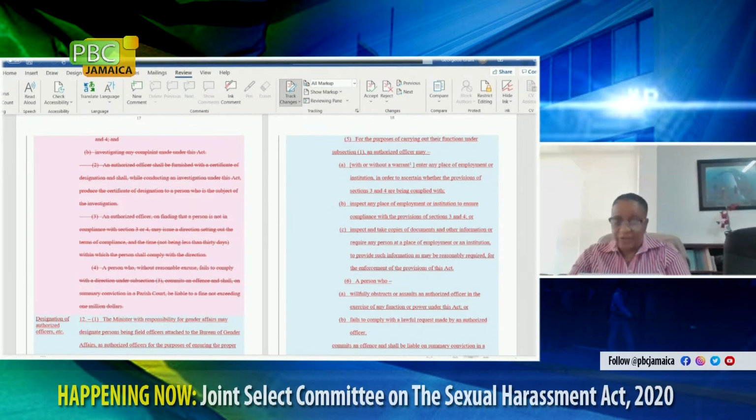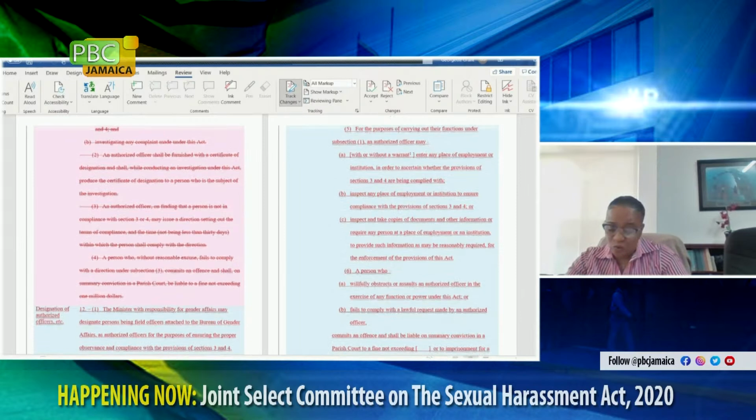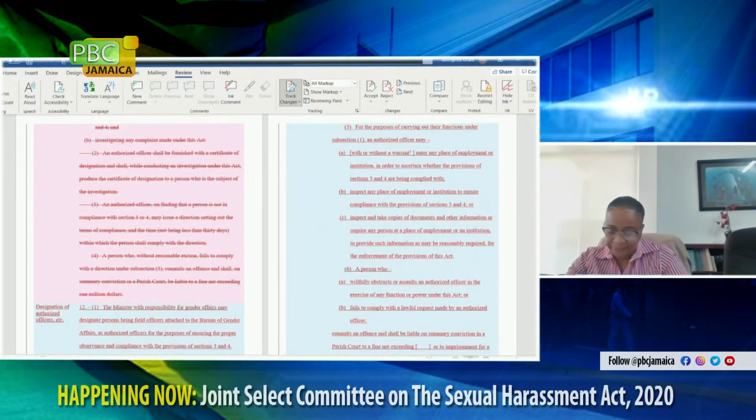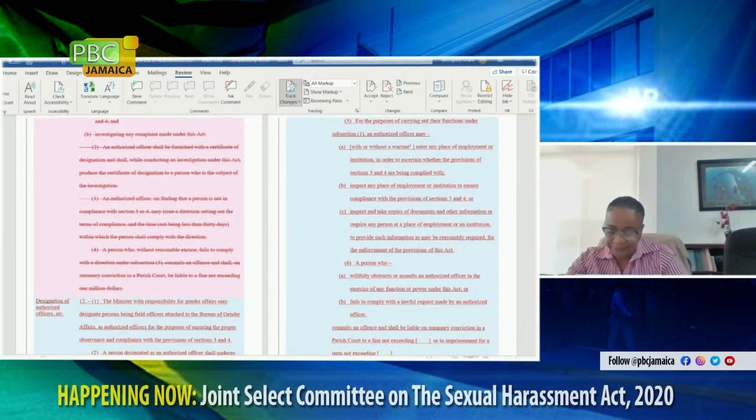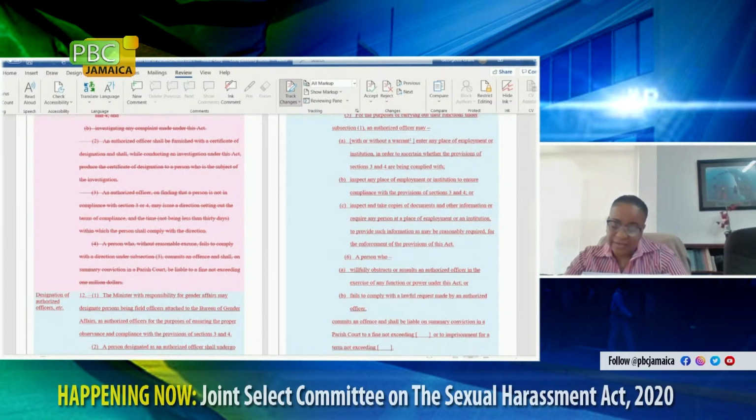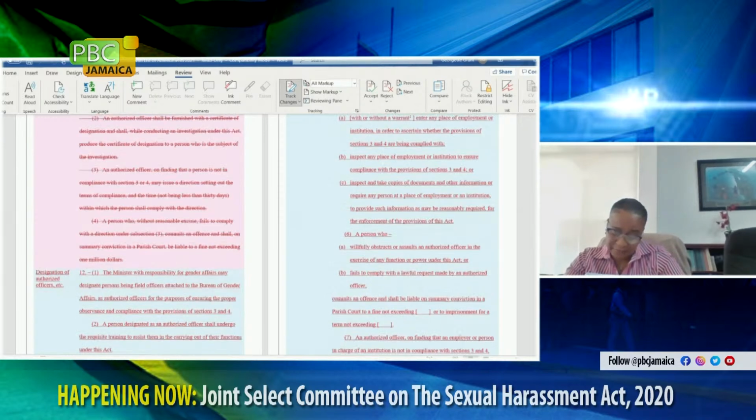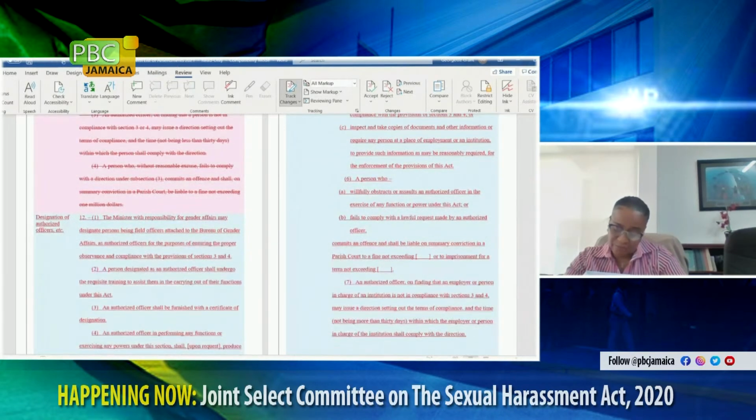Yes, Chair. So I continue at subclause 5. For the purposes of carrying out their functions under subsection 1, and without a warrant, A, enter any place of employment or institution in order to ascertain whether the provisions of sections 3 or 4 are being complied with; B, inspect any place of employment or institution to ensure compliance with the provisions of sections 3 or 4; or C, inspect and take copies of documents and other information or require any person at a place of employment or an institution to provide such information as may be reasonably required for the enforcement of the provisions of this Act.